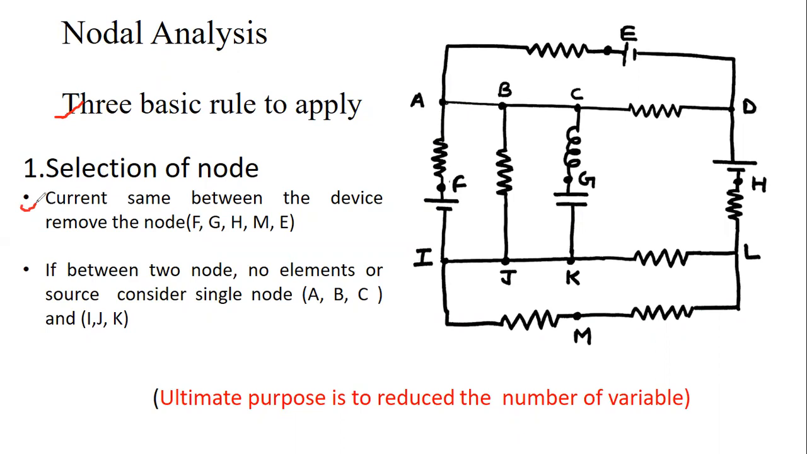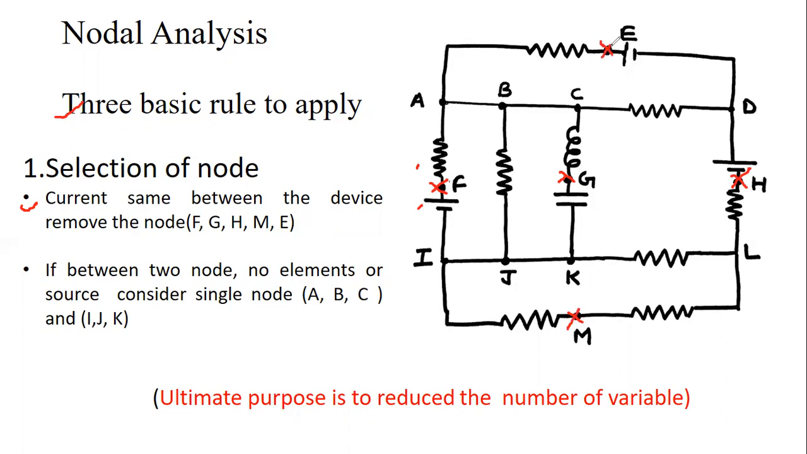So the first point is that if the current is the same between the devices, remove that node. See, this resistance and this voltage source have the same current because this is connected to a single device. So there is no need of this node F, this node G, this node H, this node M, and this node E.